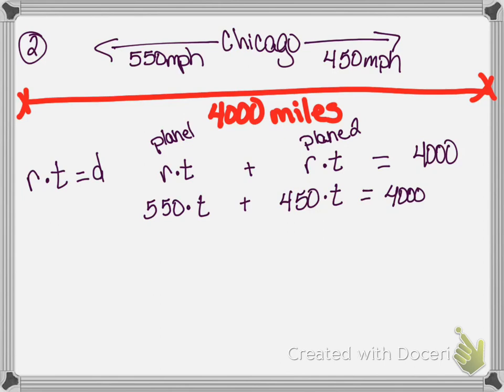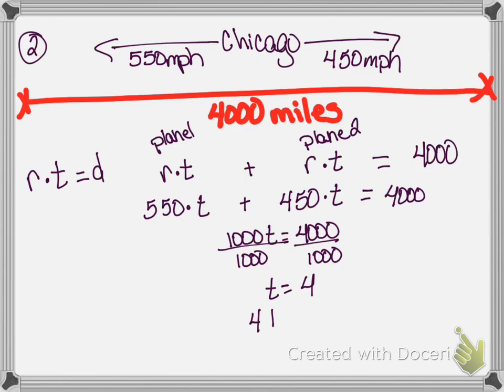So I add 550t plus 450t, and I get 1,000t equals 4,000. I divide by 1,000, and I have t equals 4. So in 4 hours, my planes will be 4,000 miles apart.